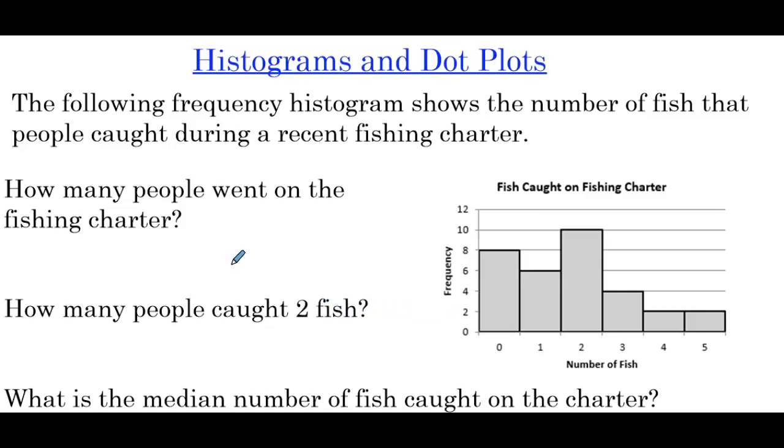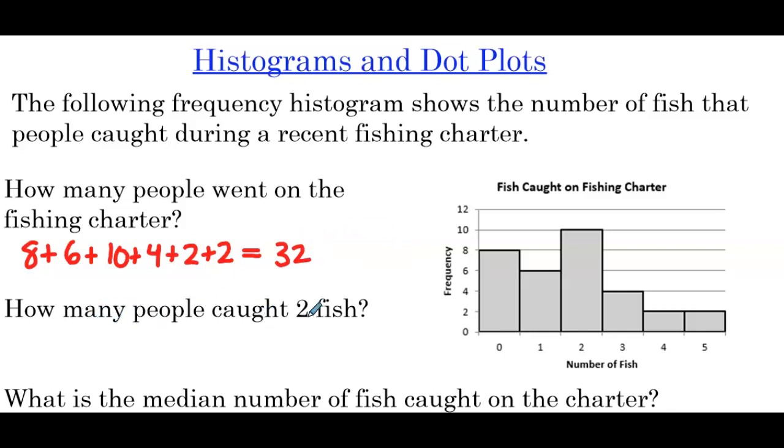How many people went on the fishing charter? So we have to total up each frequency. The frequency of catching 0 fish, well, 8 people caught 0 fish. And then 6 people caught 1 fish, 10 caught 2, 4 caught 3, 2 caught 4, and 2 caught 5. So summing all these values up, we'd have 14, 24, 28, 32. So 32 people went on the fishing charter.